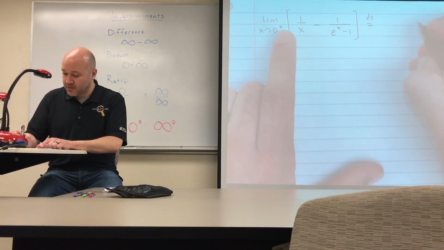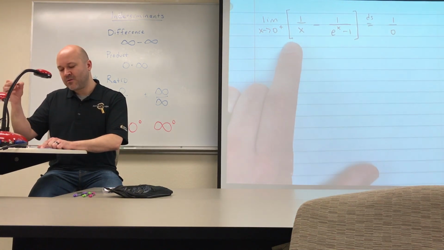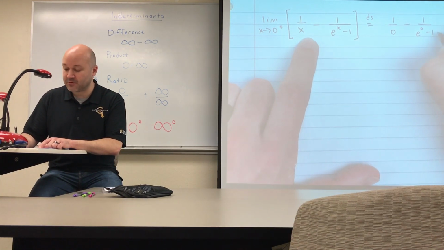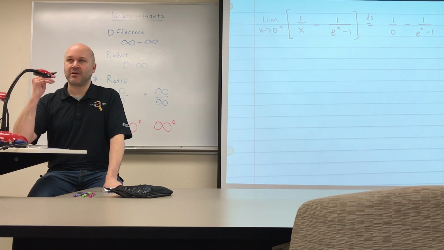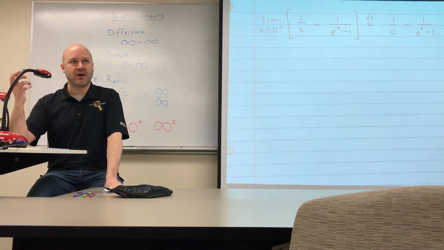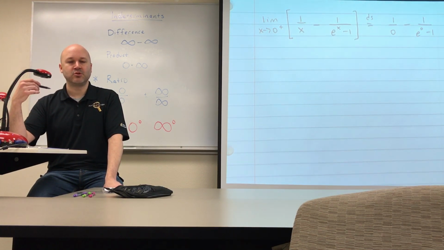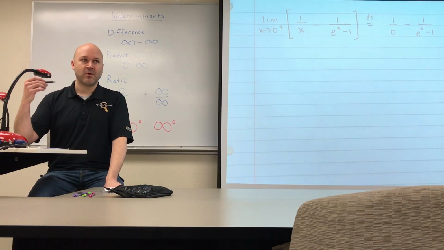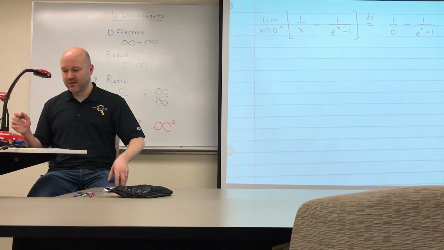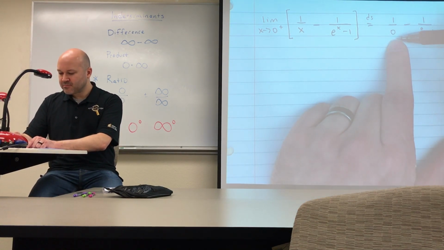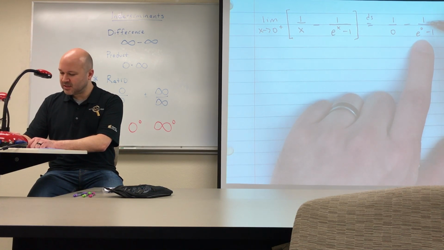Plugging in 0. So I have 1 over 0 from the right minus 1 over e to the 0 minus 1. From the right, just try to think of visually what's going on. As I approach 0 from the right, we're talking about super small positive numbers. So 0.0001, 0.00001, like small positive numbers. So that's something I don't quite know. This is something I don't quite know.